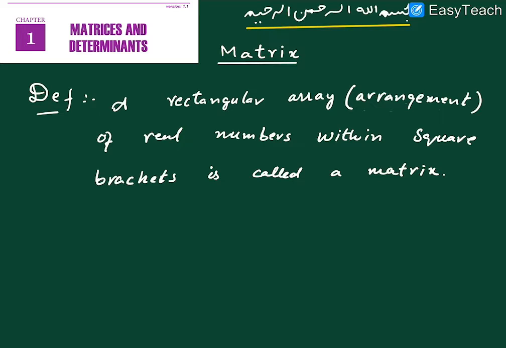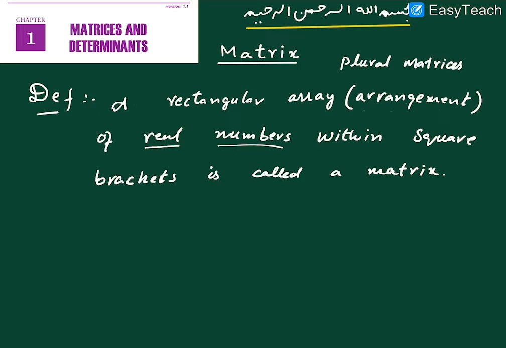You can write here also, plural is matrices. Okay, and singular is matrix. So a rectangular arrangement or array of real numbers. What is a real number? A real number, I will give you the link in the video. You can see in chapter 2 I have defined what is a real number. Within square bracket is called a matrix.